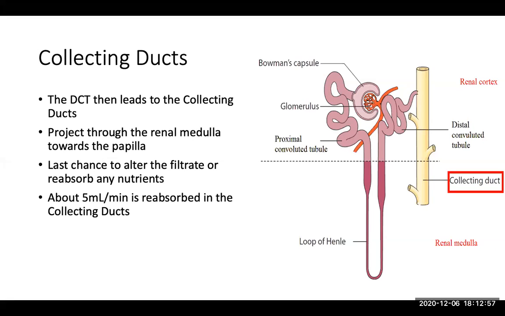The collecting ducts then: the distal convoluted tubule leads to the collecting duct, and this collecting duct projects through the renal medulla toward the papilla. It's kind of the last chance to alter any filtrate or reabsorb any nutrients, and about 5 milliliters per minute is reabsorbed in the collecting ducts.